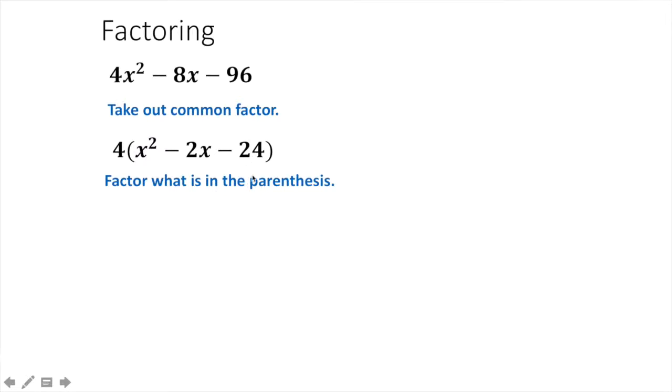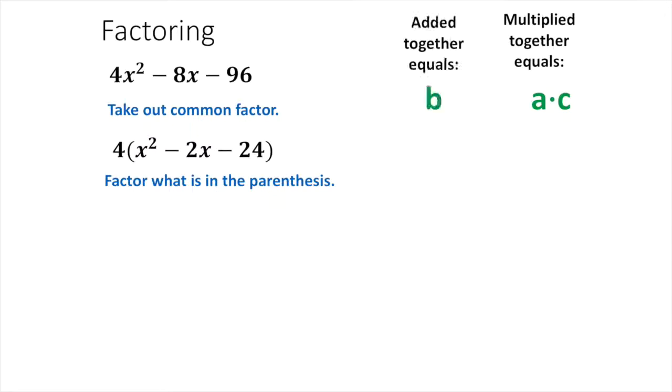Okay, so now what we do is we look at what multiplies together to give us a times c, but then it's going to add together to give us b. So in this case, c is negative 24. A is just a 1. So we need two numbers that multiply together to give us negative 24, but add together to give us negative 2. Okay, so with the negative 24, I look at two factors that are going to give me negative 24. 12 and negative 2 give me negative 24. Negative 12 and 2, of course, we can always have the opposite of those. But no, those don't add up to negative 2, so I need to keep going here.